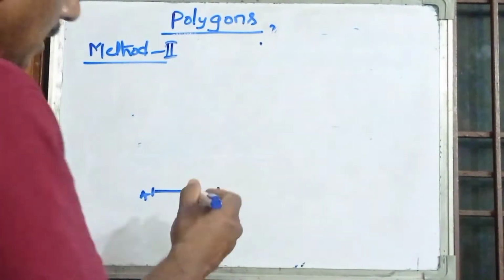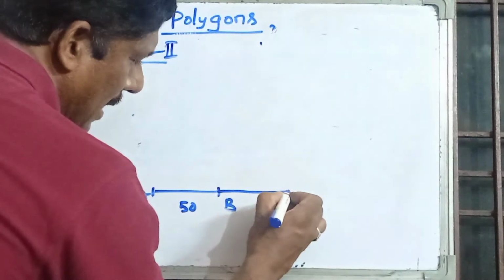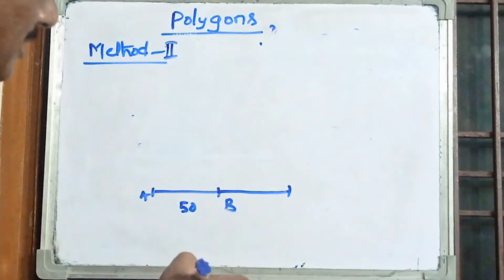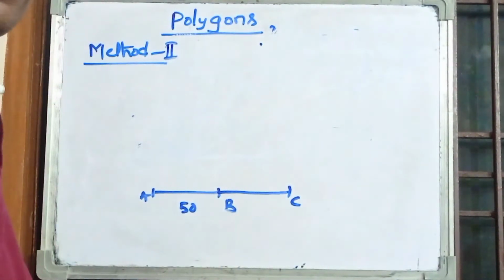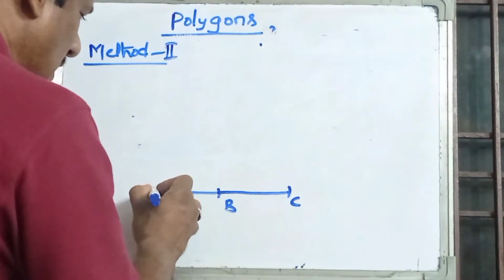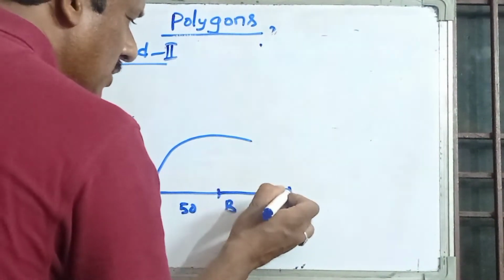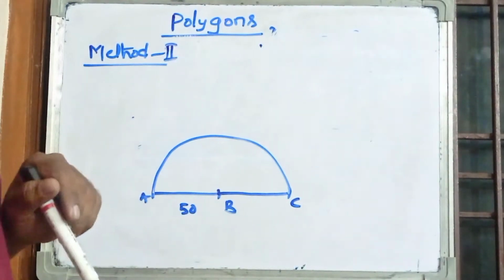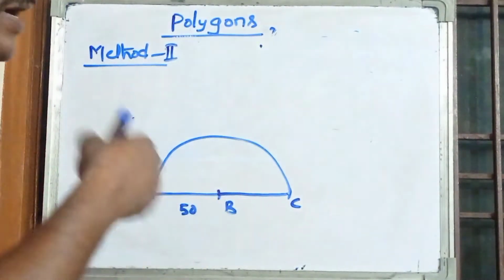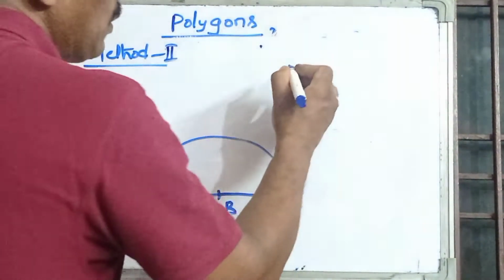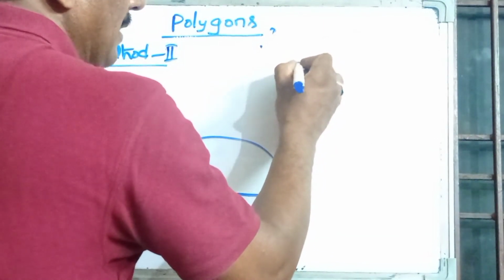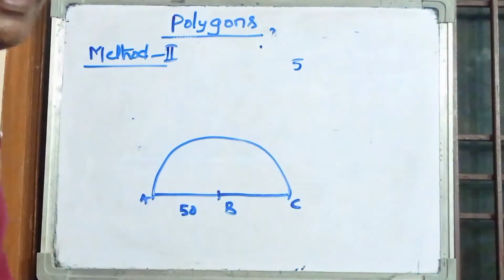Okay. So here also same thing, extend the other side as in the previous method, and give the numbering C. With the center B, up to A is the radius, draw a semicircle. This is also the same similar one. And divide into an equal number of parts, so that is also the same thing. Suppose if you want to construct a pentagon, 5 sides.